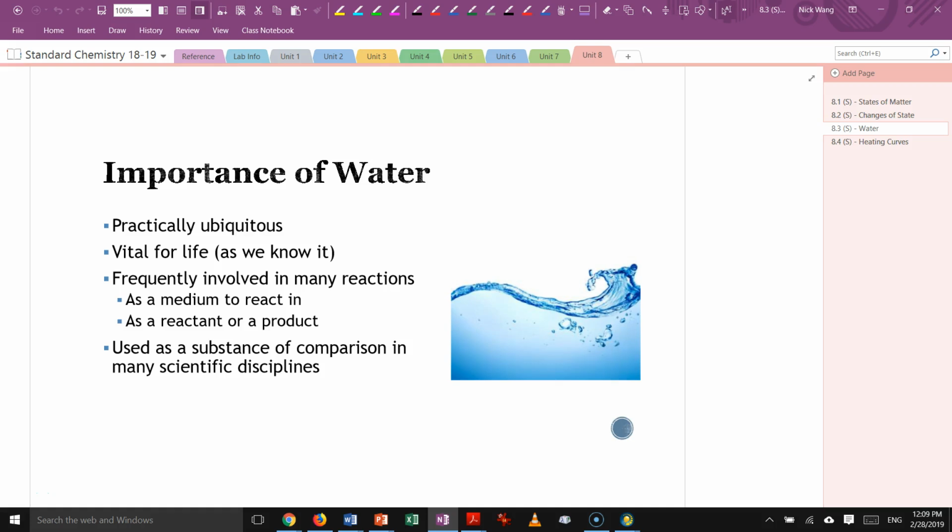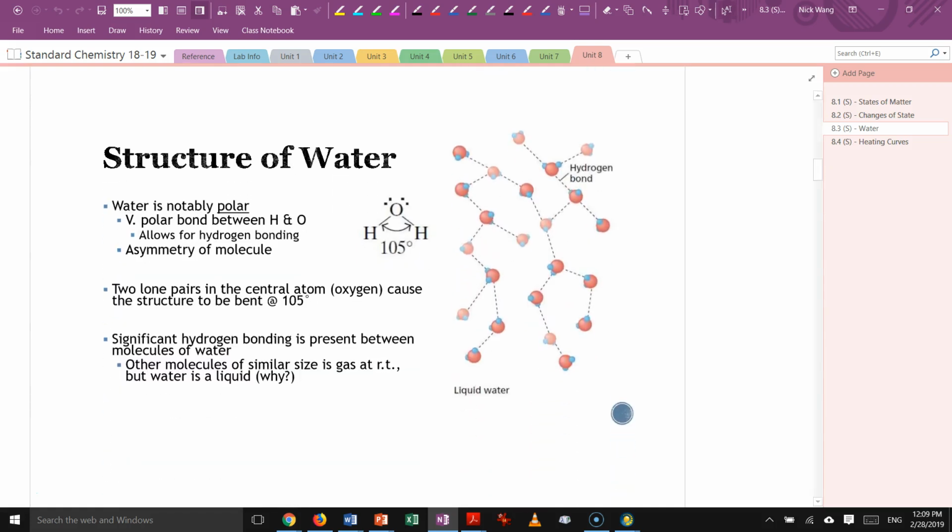It's also used as a standard in comparison to describe how other processes occur. A lot of times, values of various properties are compared to what water does. So water, we know that it behaves in a certain way. How does this other substance compare specifically to water? So water, again, has a lot of purposes in and out of the scientific realm.